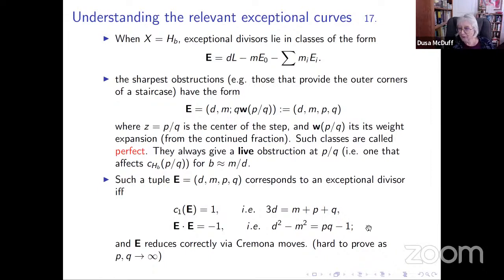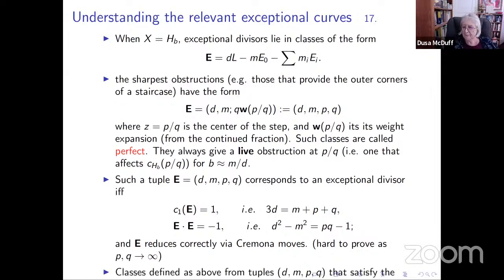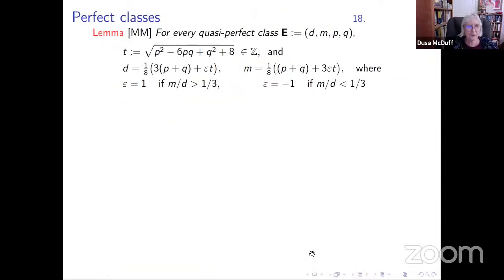Of course, the numerical ones are easy to check, but the Cremona move one is hard to check because that's a sort of iterative checking. And classes that are defined as above from these tuples, that just satisfy the numerical conditions but don't necessarily reduce properly, we call quasi-perfect. So then what we found is that for every quasi-perfect class in this situation, D and M are actually determined by p and q in a very interesting way.